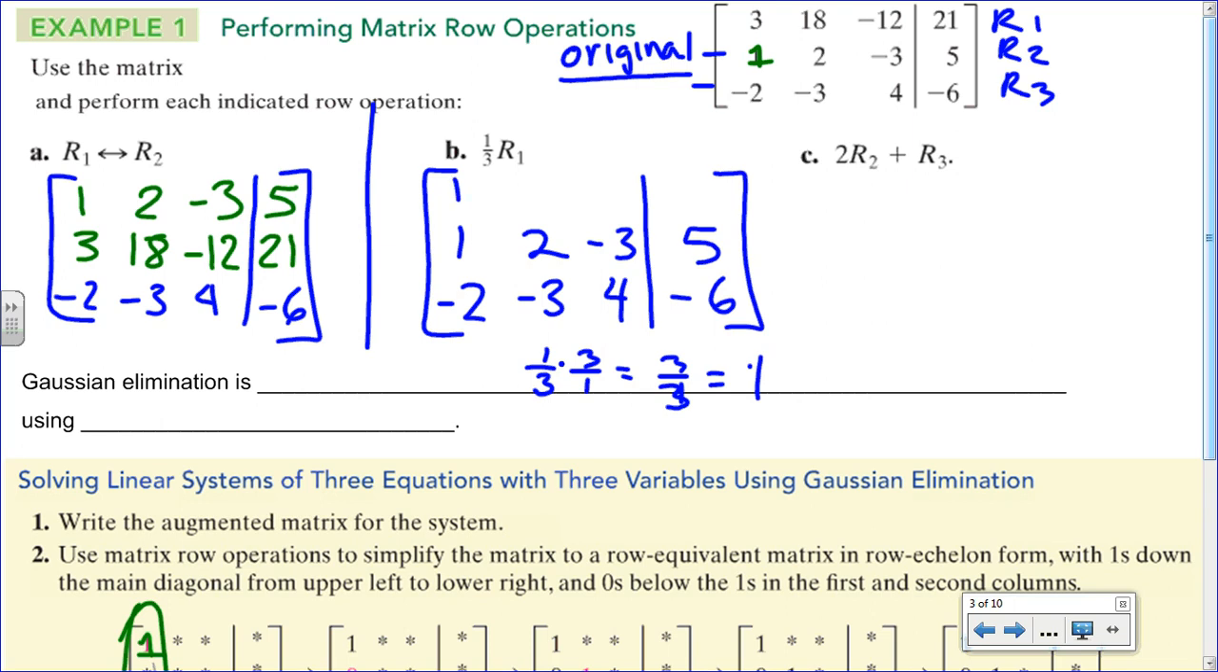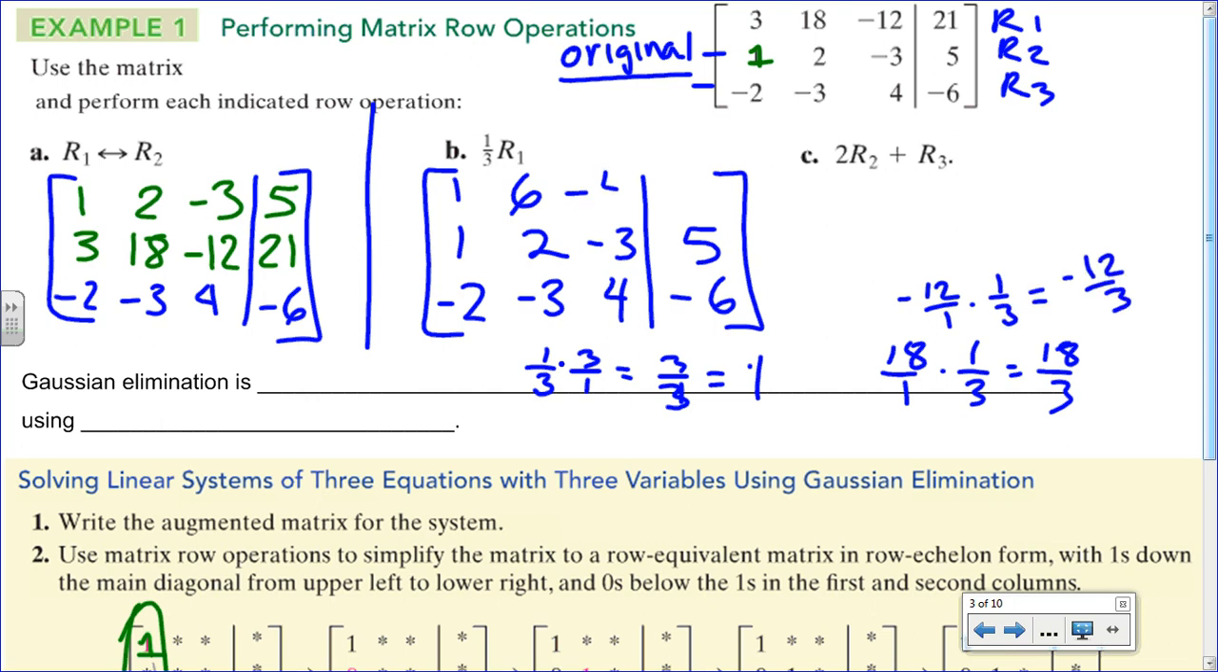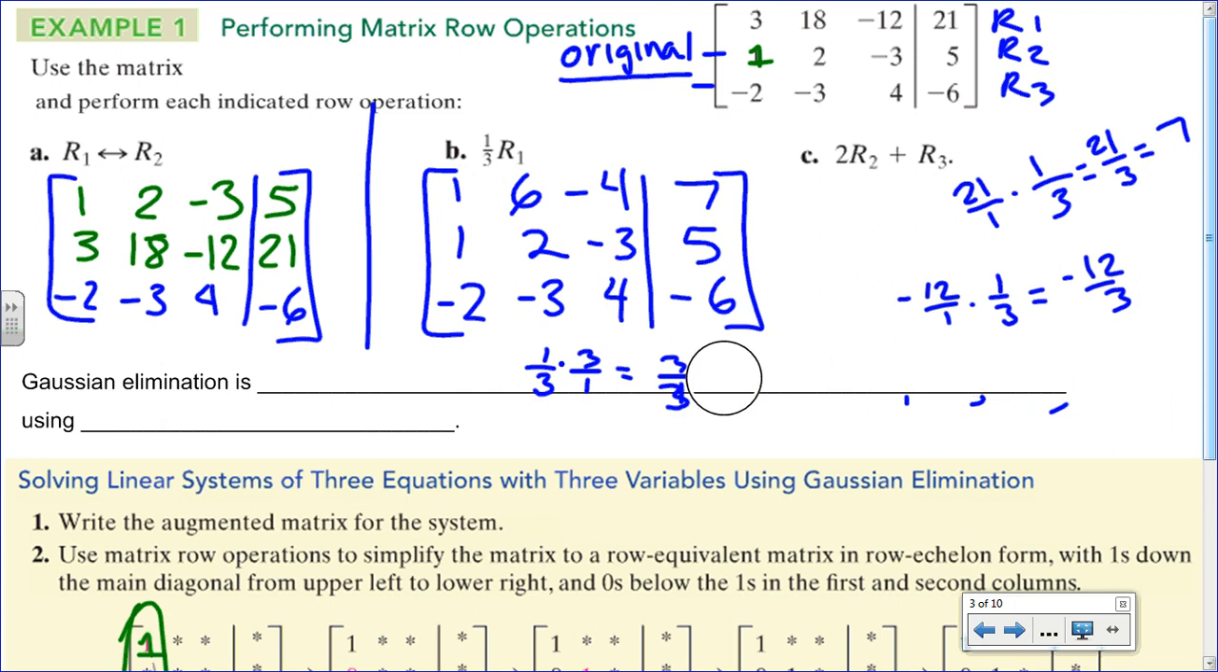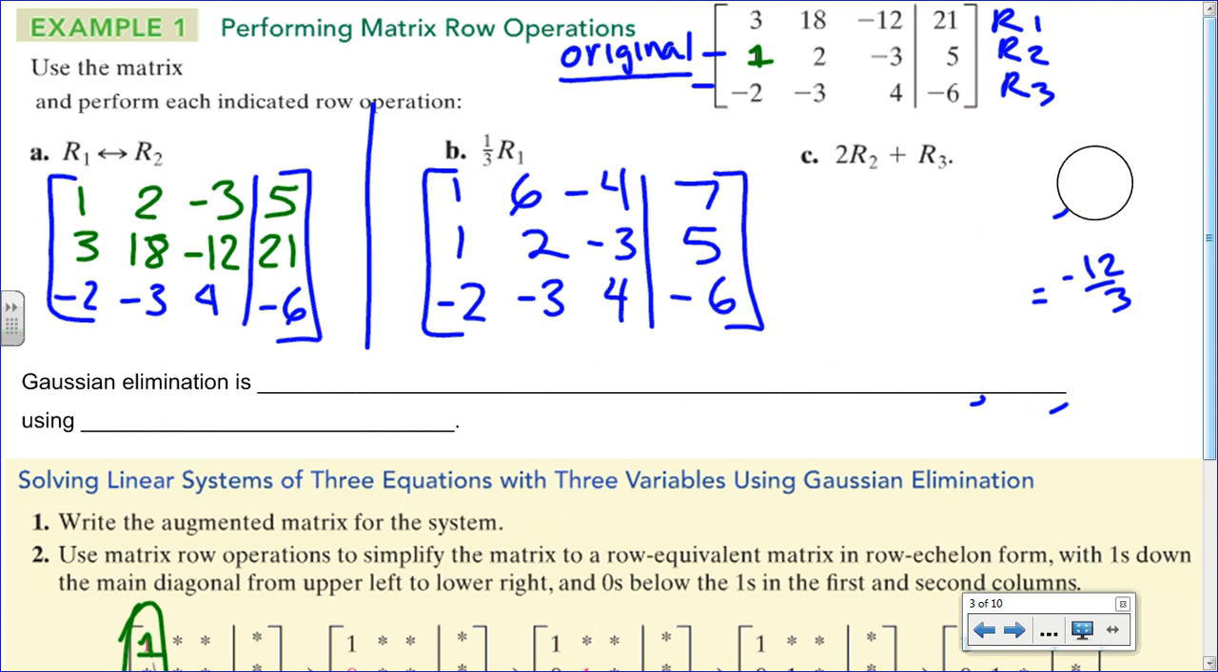And then we have 18 times 1/3, so that would be 18/3, which is 6. Then we have -12 times 1/3, so that would be -12/3, which is -4. And then finally, we have 21 times 1/3, so that will be 21/3, which is 7. So in other words, when we multiply by 1/3, we're dividing by 3. Okay, and that's it. We're done with that part.